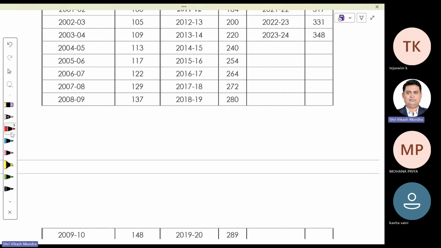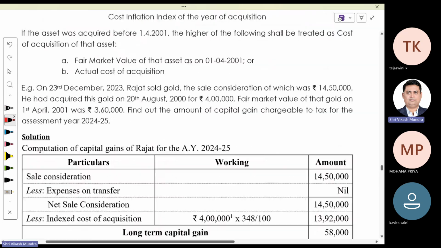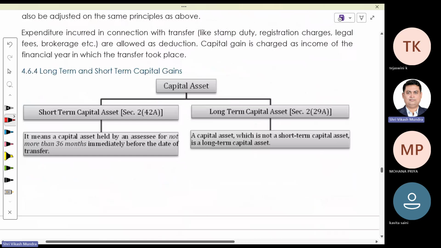We know what capital assets are. Capital assets are divided into two types. Number one is short-term capital asset, and another one is known as long-term capital asset. What is the meaning of short-term capital asset? Which asset is treated as short-term and which asset is treated as long-term? It depends on the period of holding. So what do you mean by period of holding?